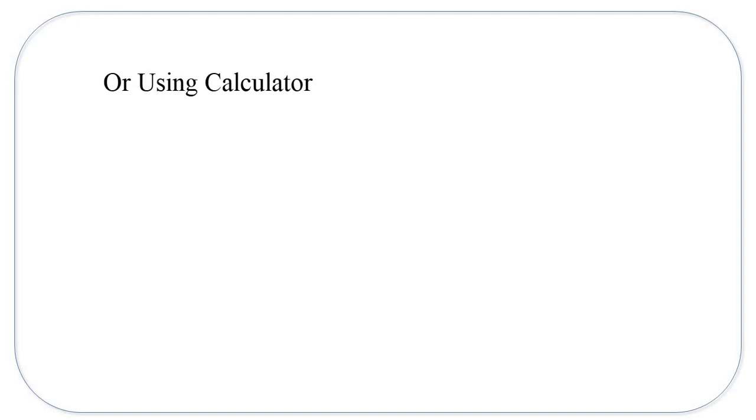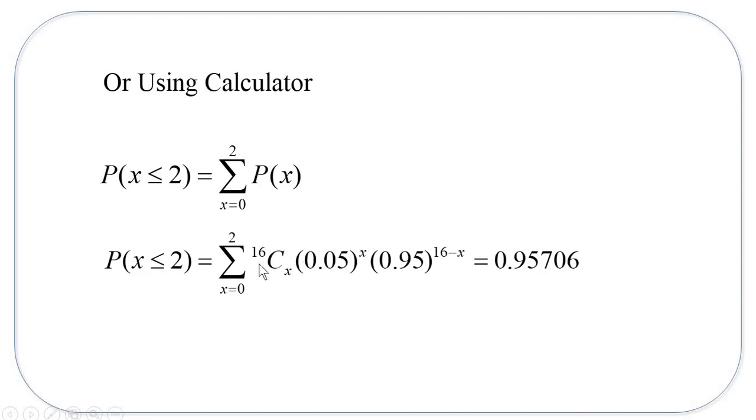Now if you are using a calculator, probability of X less than or equal to 2 means adding all the probabilities up to 2. So here X starts from 0 up to 2. Now type this equation in your calculator and you will get the same answer we have obtained using binomial tables. Now I will tell you how to use the calculator, how to type this equation.